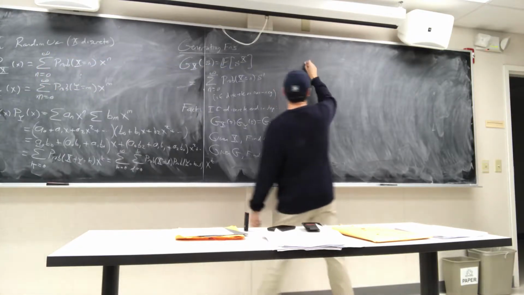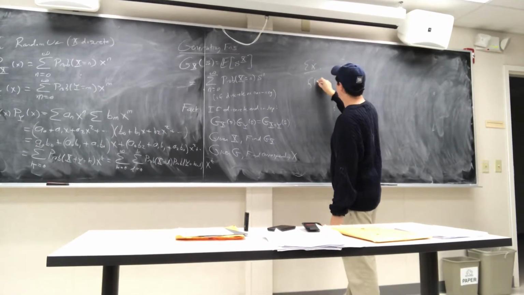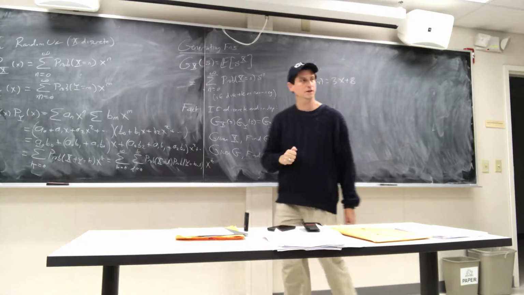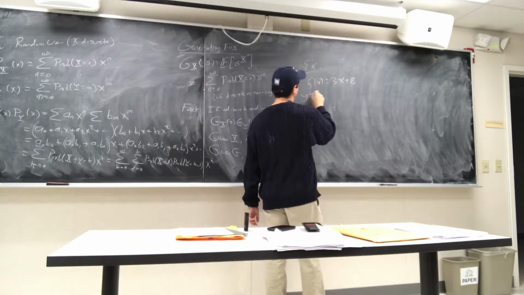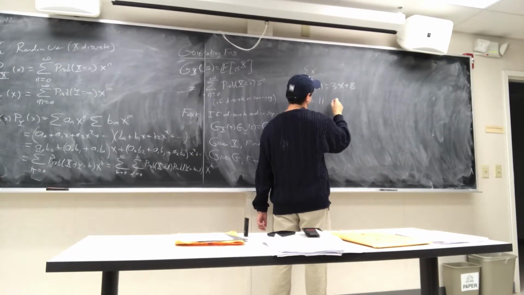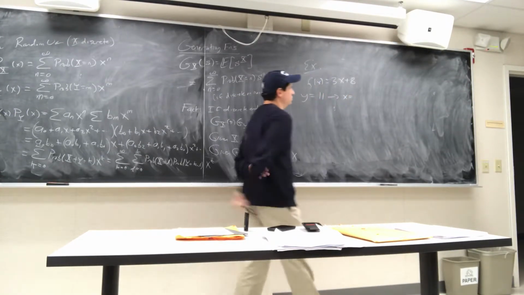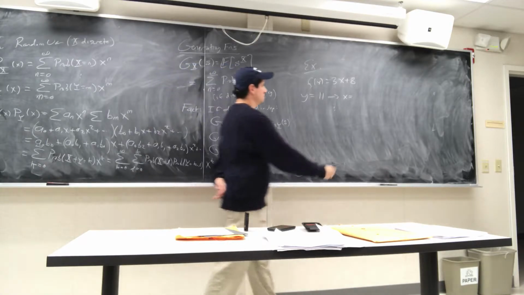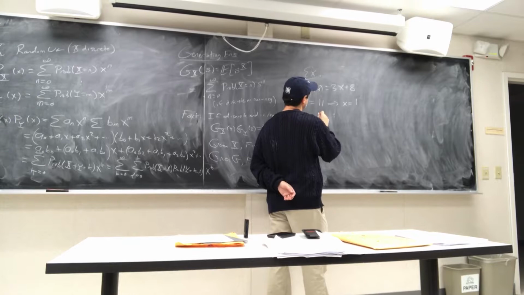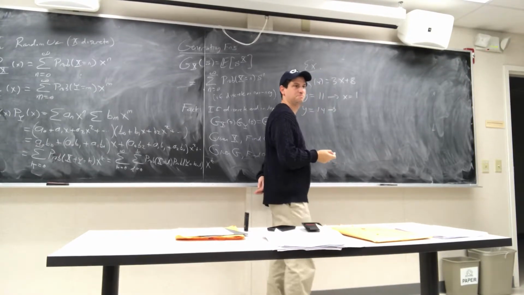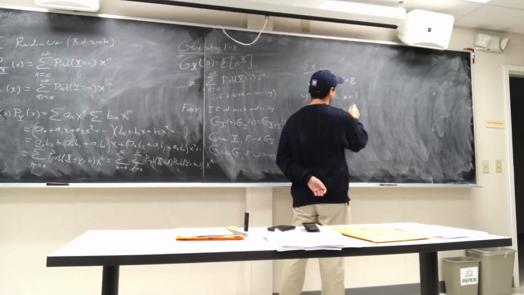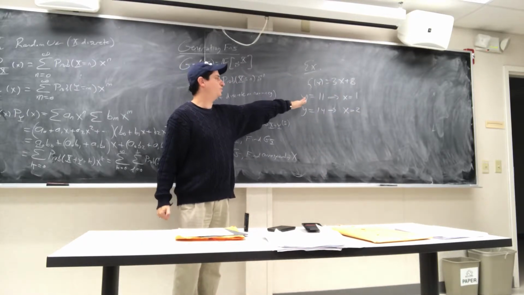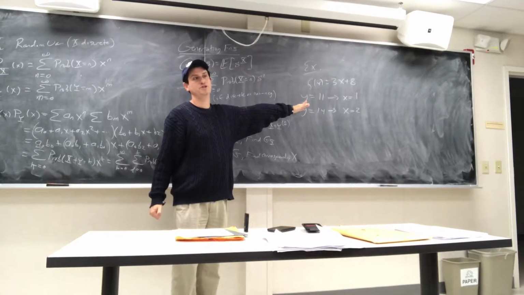For example, let's say I have f(x) equals 3x plus 8. And I tell you y equals 11. What does x equal? Yes, 1. If I tell you y equals 14, 2. This is not particularly challenging, right? In this setting, if I give you any value of y, there's a unique x that corresponds to it.